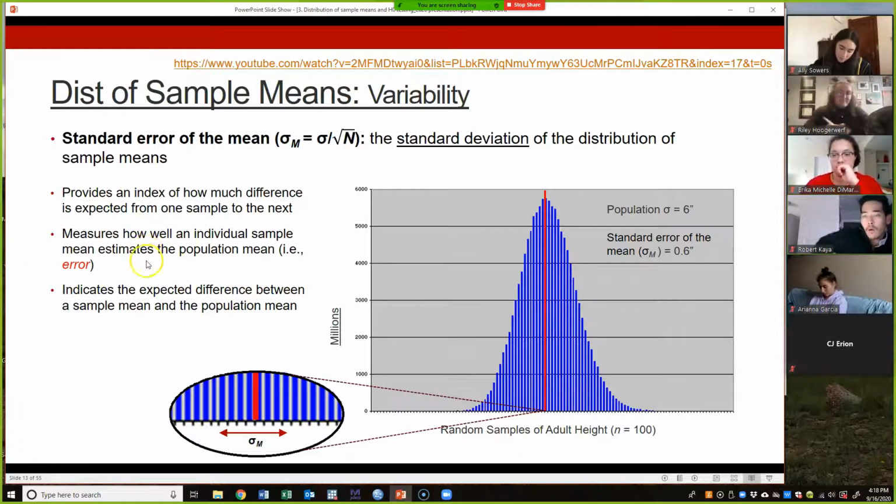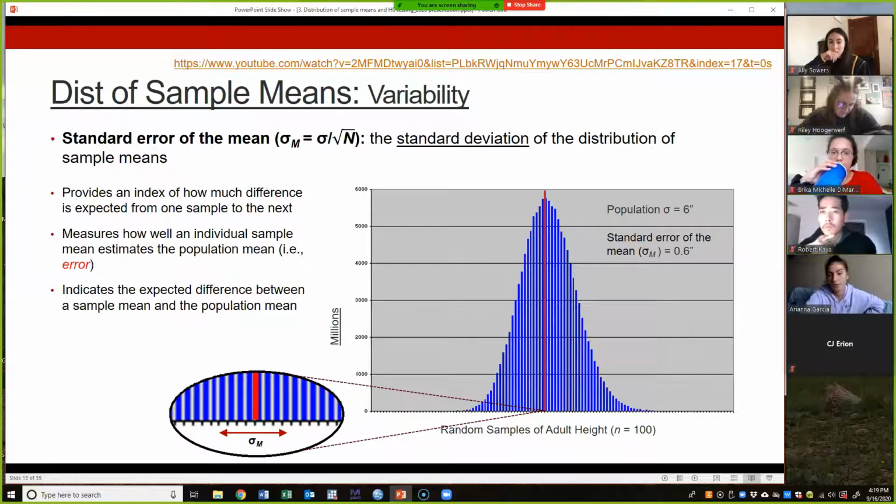We can also think about our standard error as how well any individual sample represents the population mean. So in this case, if we're talking about random samples of adult height, if I were to get a random sample of 20 people from the U.S. and measure their height, should I expect that to be a very precise estimate of the population parameter? Nope, right? What if I had a sample size of 10,000? Yeah. And so we can start to think about standard error as a measure of how well I should expect my sample to estimate the population value that I'm interested in.